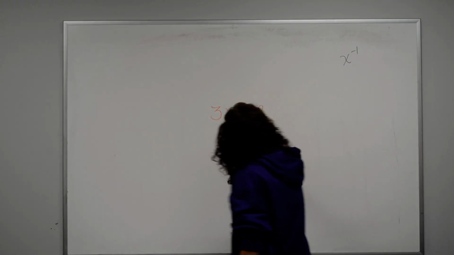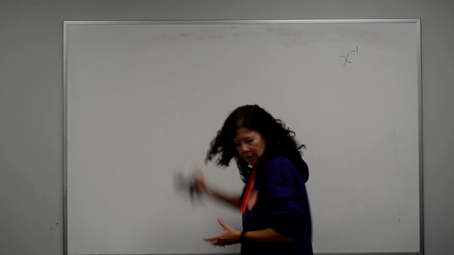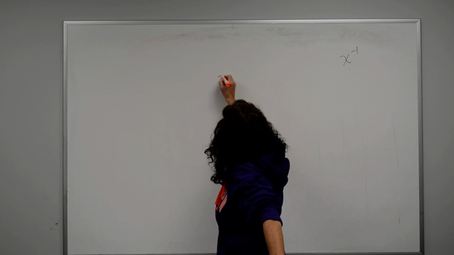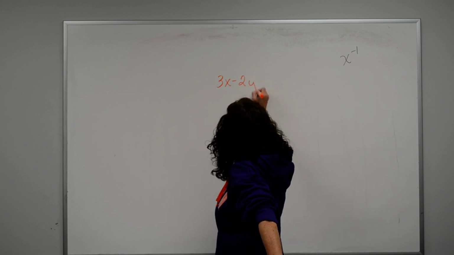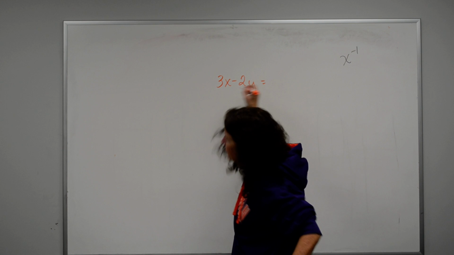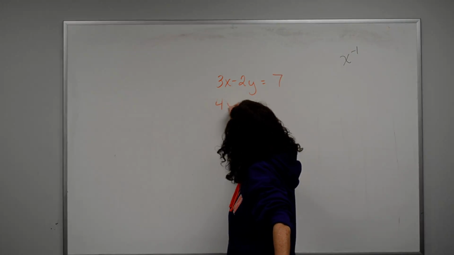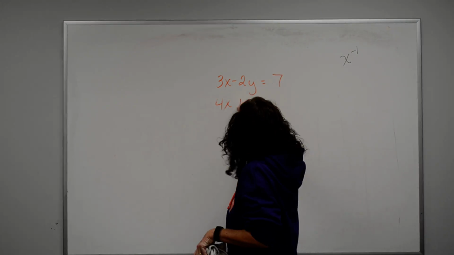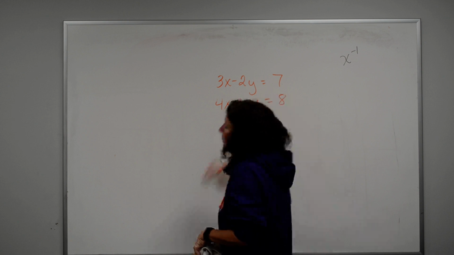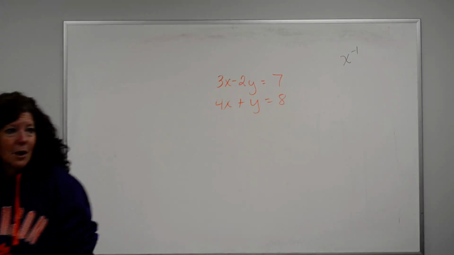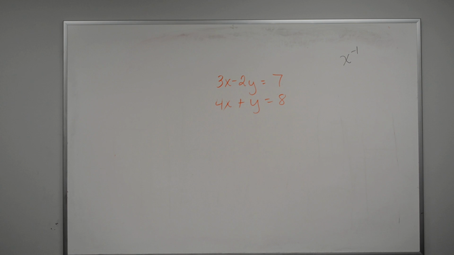All right, I'm going to do that same concept with a matrix. Let's say I have this equation. Well, that doesn't look like a matrix to me. So the first thing I've got to do is put it in matrix form. Well, matrix form is really easy.